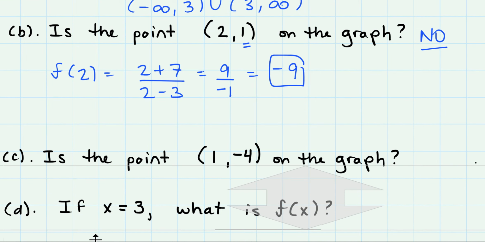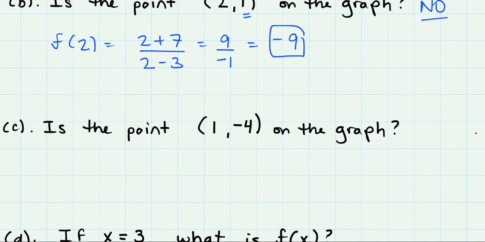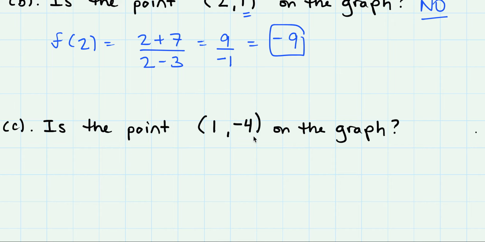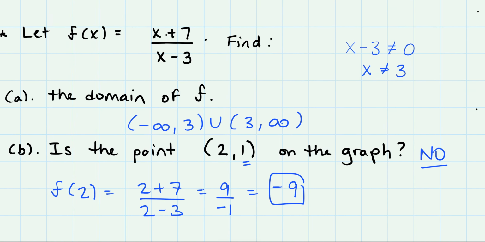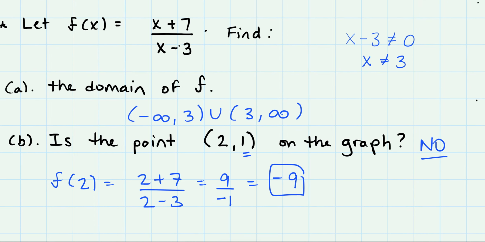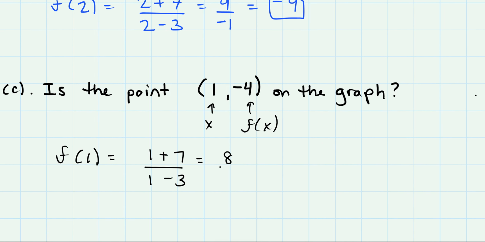Part C says, is the point (1, negative 4) on the graph? I'm going to do exactly the same thing. I'm going to plug into the function 1 and see if I get negative 4, because this is the x and this is the f of x. So f of 1 is equal to, let's look at the equation, x plus 7 over x minus 3. So 1 plus 7 over 1 minus 3, right? Yeah. So that is 8 over negative 2, which is negative 4. This number is the same thing as this number, so it is on the graph. So the answer is yes.